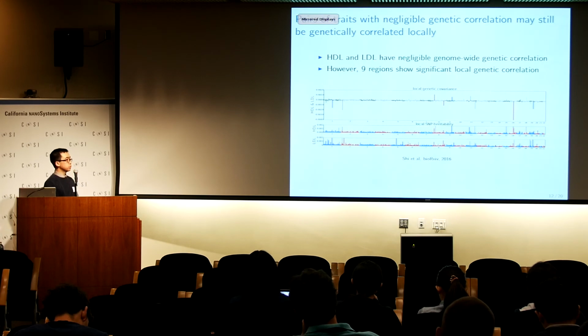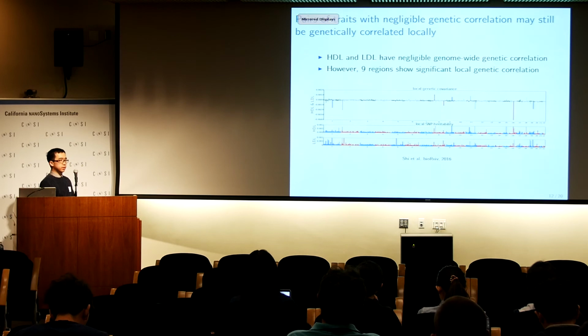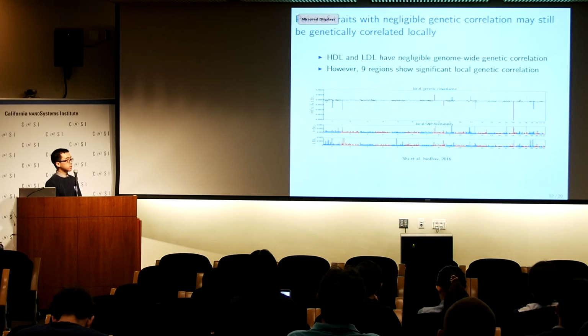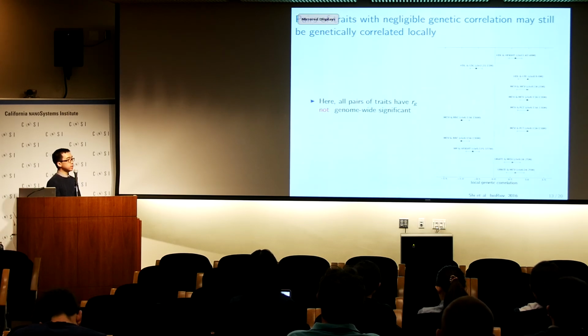This is clearly true for the pair of traits HDL and LDL. As you can see, this pair of traits has a lot of positive local genetic correlation, as well as a lot of negative genetic correlation. But the sum is close to 0. However, if you look at each individual locus, you'll be able to see a strong local genetic correlation signal. So we applied our estimator.